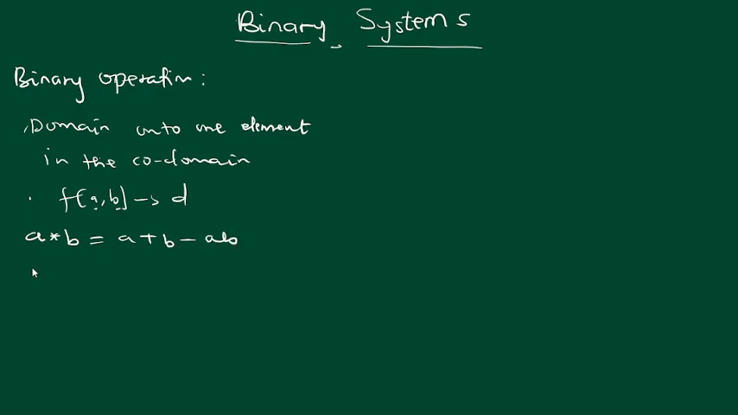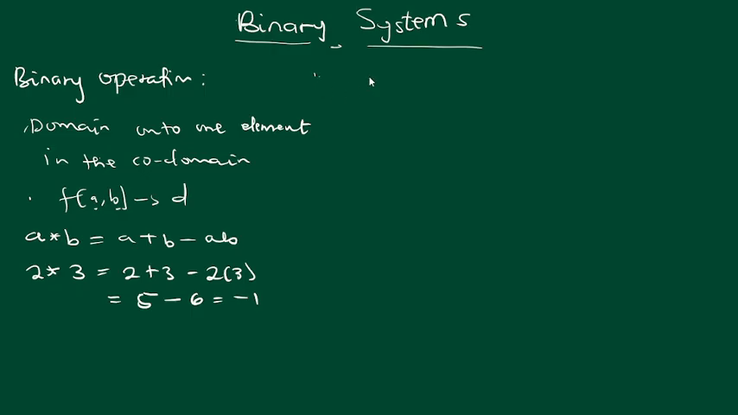Now it means that if I say 2 with this operation 3, this is the same as 2 plus 3 minus 2 times 3. And this is going to give us 5 minus 6, and the answer is negative 1. So that is it. These binary operations obey or satisfy certain conditions, and we are going to talk about those conditions or properties.